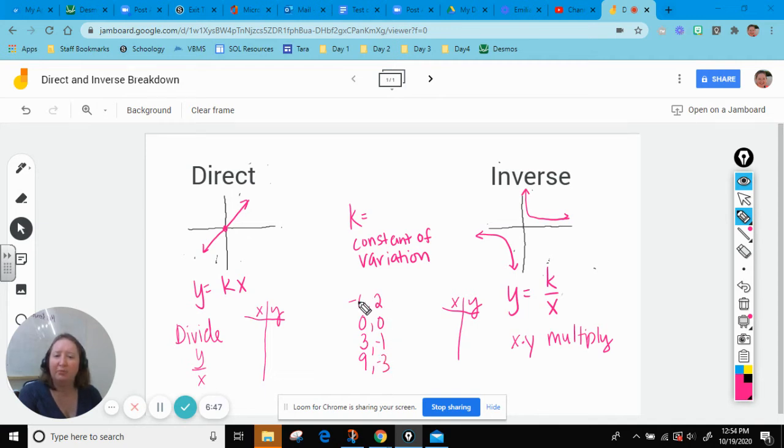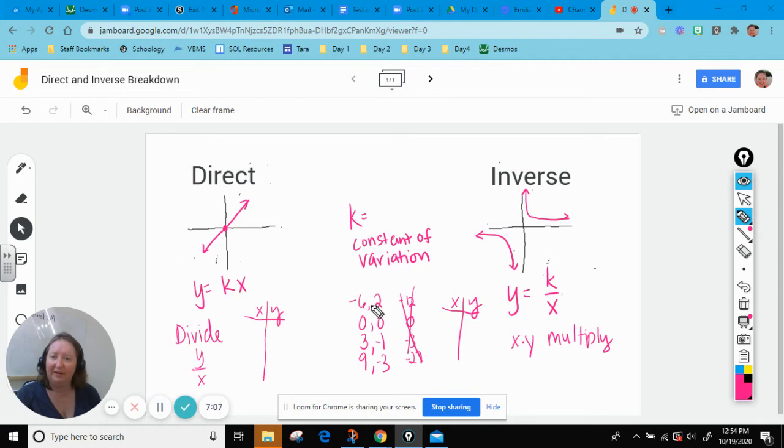If I multiply -6 times 2, I get -12. 0 times 0 is 0. 3 times -1 is -3. Is this the same number? No, it's not, -27. When I multiplied, I did not get the same number. So I'm pretty sure that this is not an inverse relationship.